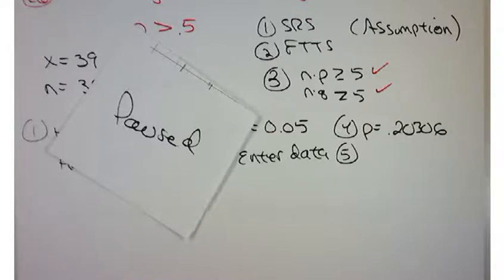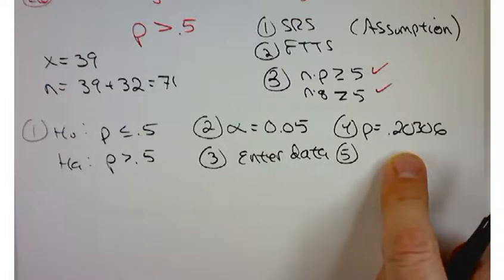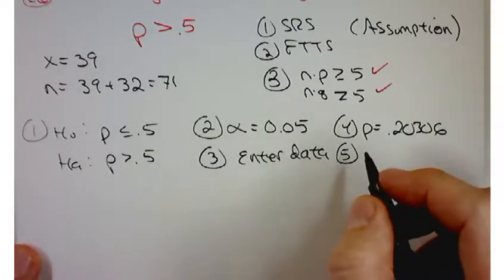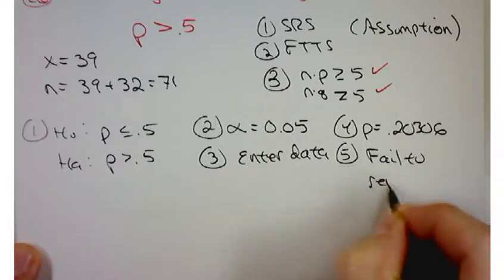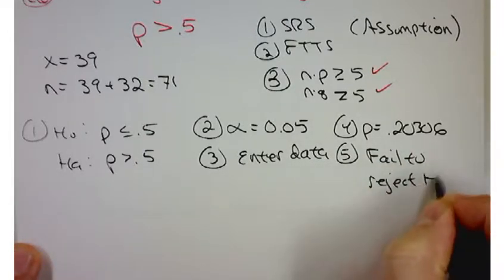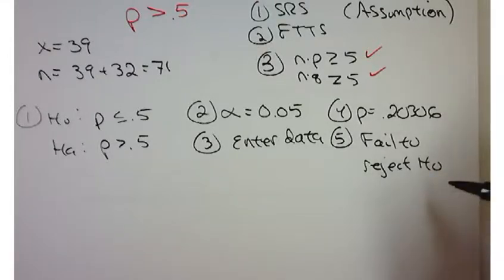Kyle, what do you think? What are we going to do here? Is he right? Fail to reject? Excellent. Fail to reject. And I'd be happiest if you put in fail to reject H naught, because sometimes people fail to reject HA, which is wrong. So make sure you put in fail to reject H naught or reject H naught.